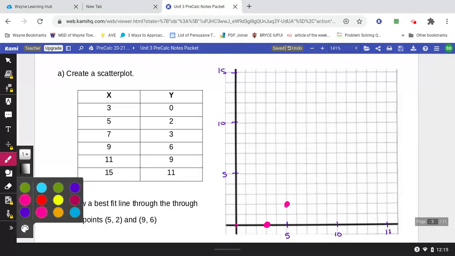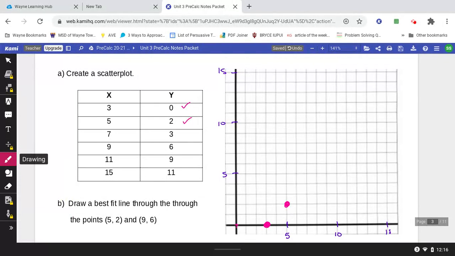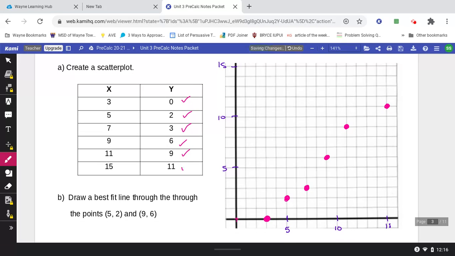All right, and then we'll get back to plotting. I've done the 3, 0, I've done the 5, 2, 7, 3, 9, 6, so over 9, up 6. 11, 9. And 15, 11. And again, notice it generally looks like a line, but it is not a perfect correlation. They're not exactly lined up.